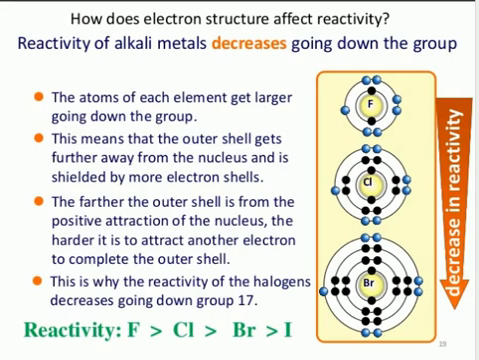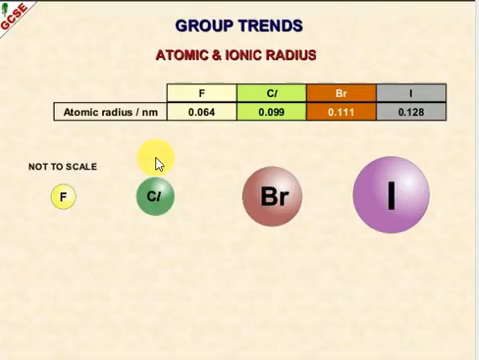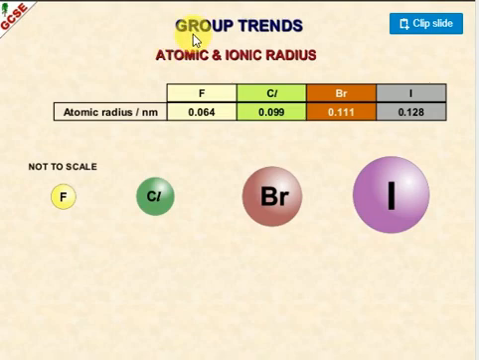So the next one is: how does the electronic structure affect the reactivity? Reactivity towards alkali metals decreases down the group. So students, before I discuss the chemical properties, first look at the atomic size. Generally, atomic size increases down the group because of the increasing number of shells.